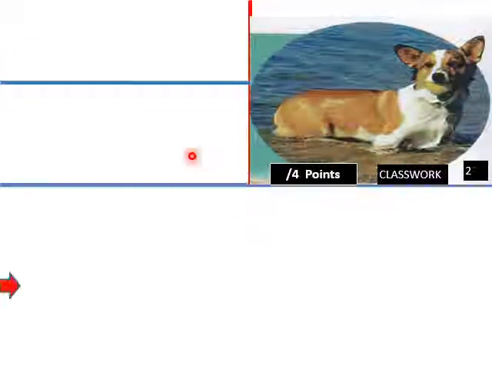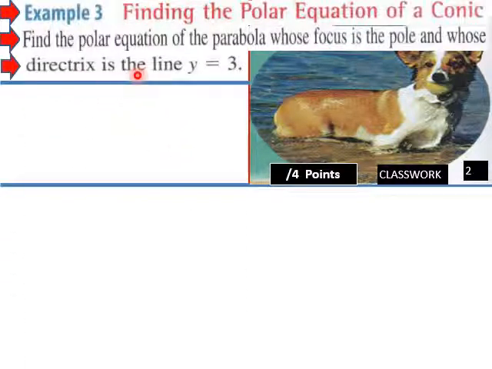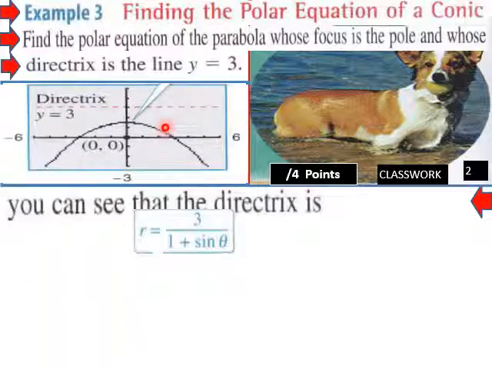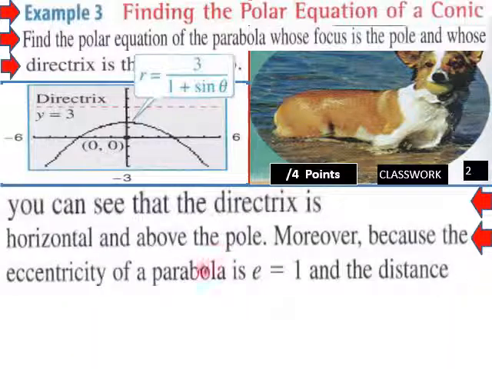So let's try one. We have finding the polar equation of a conic. Find a polar equation of the parabola whose focus is the pole and whose directrix is the line y equals 3. So you can see that we have a directrix here, y equals 3. Here's your directrix here. Here's your parabola. So we have a parabola that's shaped like this, and here's our directrix here. You can see that the directrix is horizontal and above the pole.